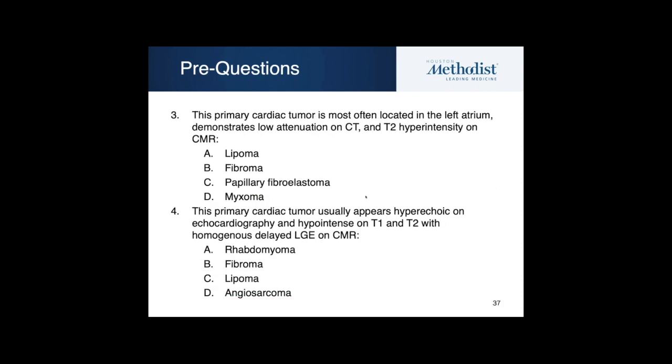And the next question: the primary cardiac tumor most often located in the left atrium, with low attenuation on CT and T2 hyperintensity, is the myxoma. And question number 4: the primary cardiac tumor that usually appears hyperechoic on echocardiography, hypointense on T1, and with homogeneous delayed late gadolinium enhancement on cardiac MRI is the fibroma.